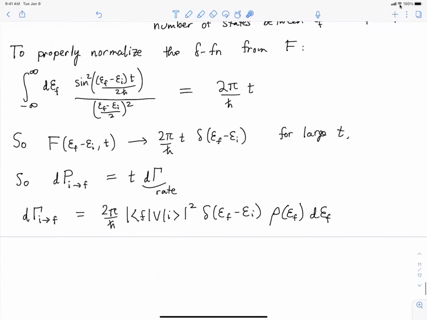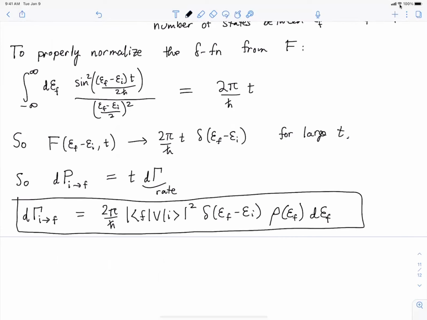Okay, now this is a very famous formula in quantum mechanics. This is known as Fermi's golden rule.